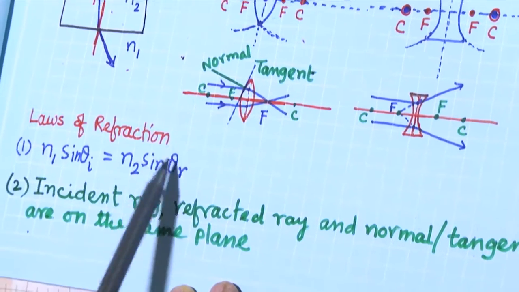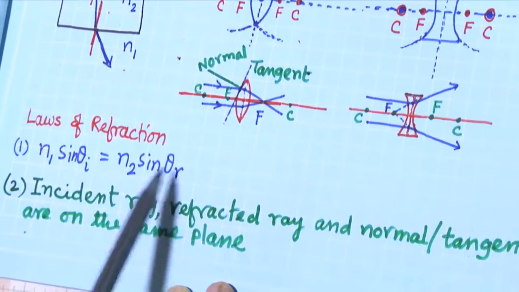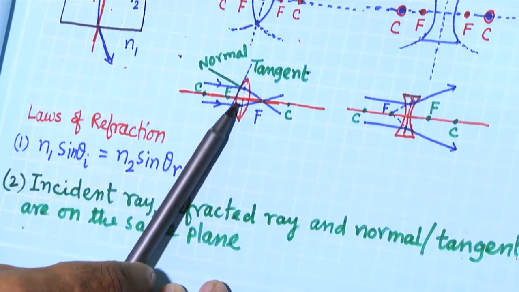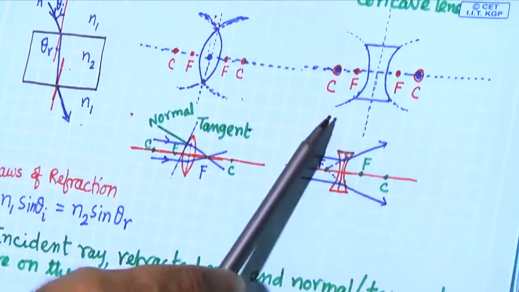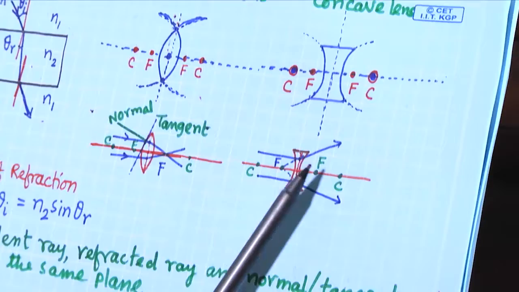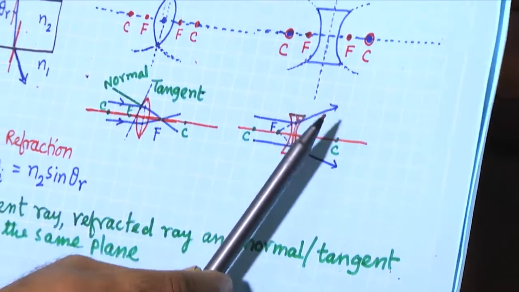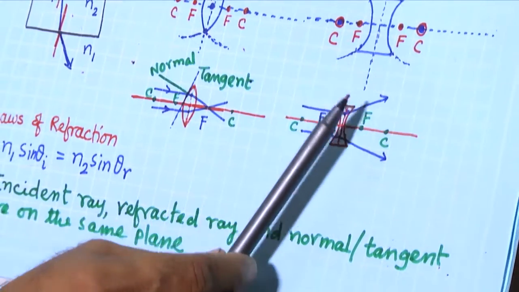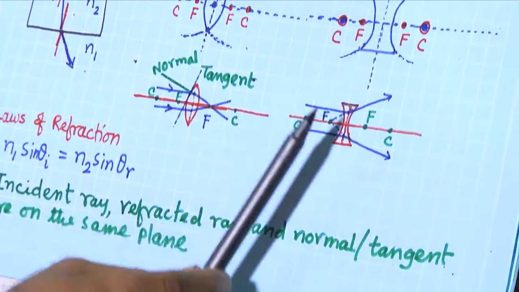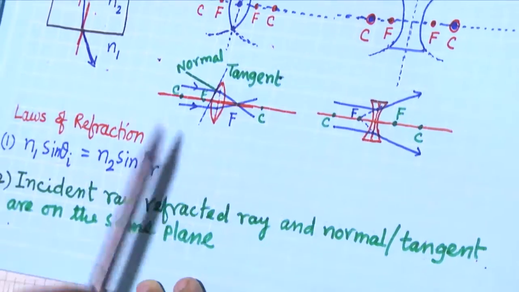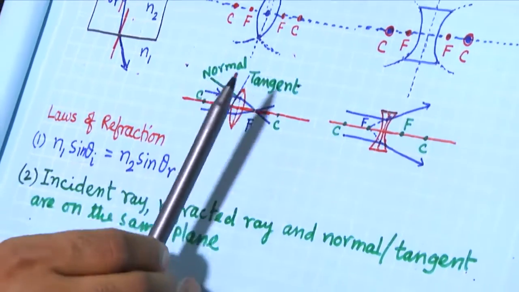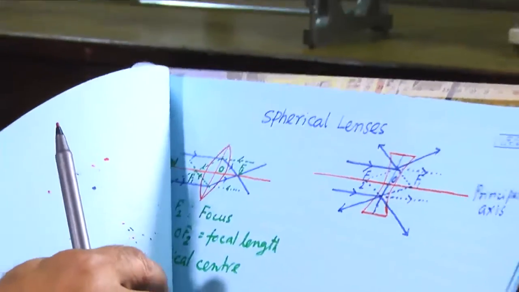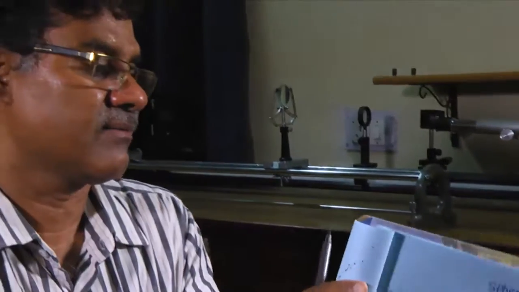The refracted angle will be such that it follows Snell's law. This holds for either a convex lens or a concave lens, for both curved surfaces. Whatever refracted rays we are drawing are basically following the laws of refraction. In this case also, in a similar way, I think I have written here.